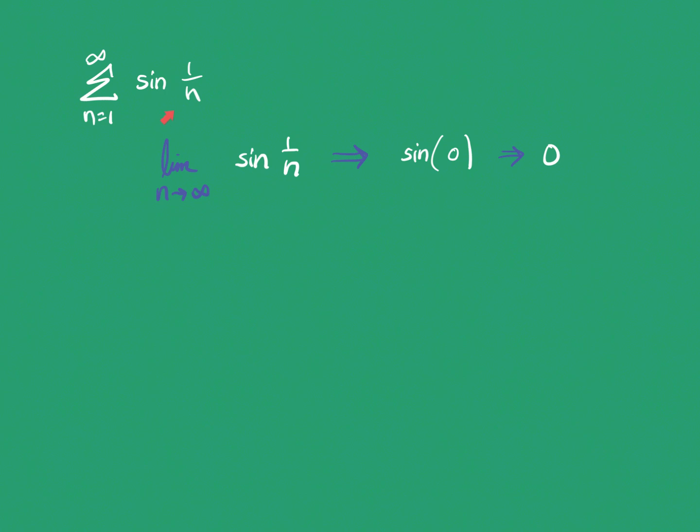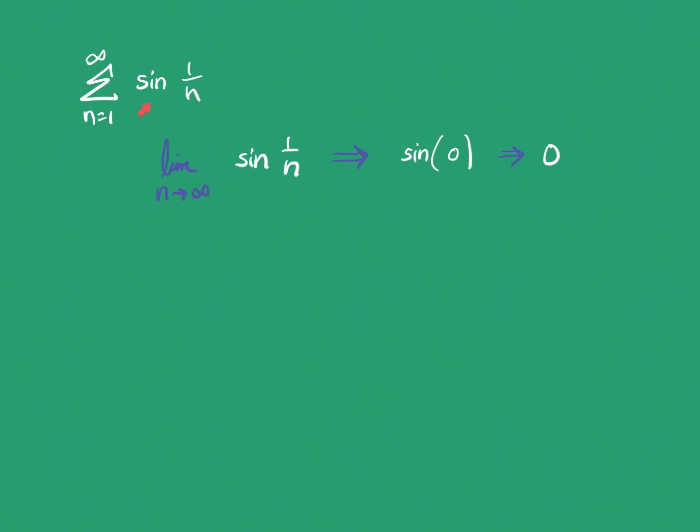Do we suspect that it diverges or converges? It's really hard to say. The terms are going to 0. So maybe it converges, but then again, the terms of the harmonic series also go to 0. So it's not so easy to say what happens with this series.